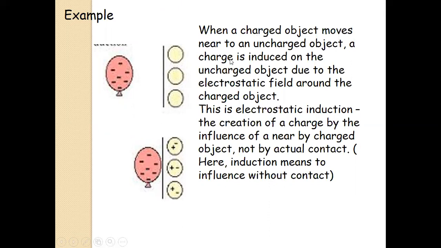When a charged object moves near to an uncharged object, charge is induced on the uncharged object due to the electrostatic field around the charged object. And this is electrostatic induction, the creation of charge by influence of a nearby charged object, not by actual contact. Here induction means to influence without contact. You can see the balloon is not in contact with this, but still it can create a charge on this.